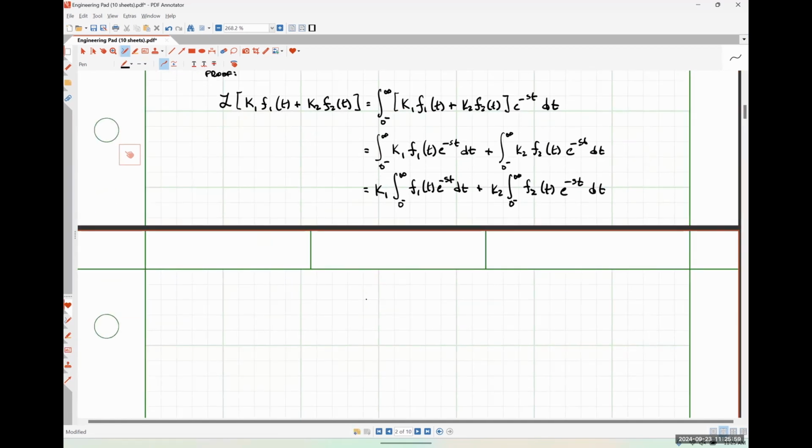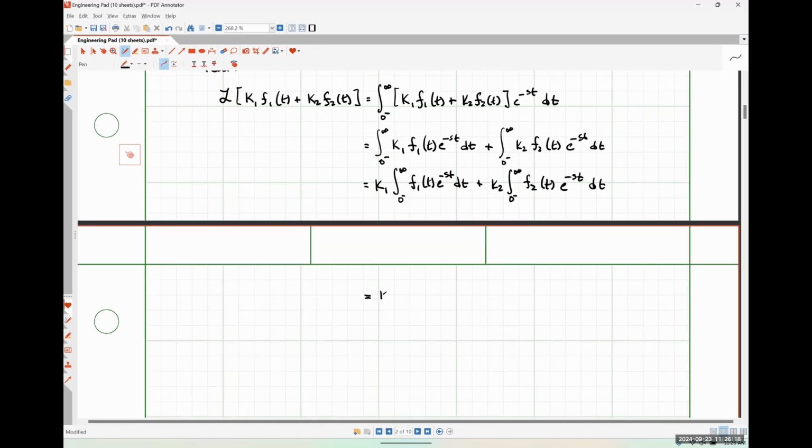And that integral from 0 minus to infinity of all of this is just the Laplace transform of a function f1 of t. This integral over here is just the Laplace transform of our function f2 of t. So this gives me k1 F1 of s plus k2 F2 of s.